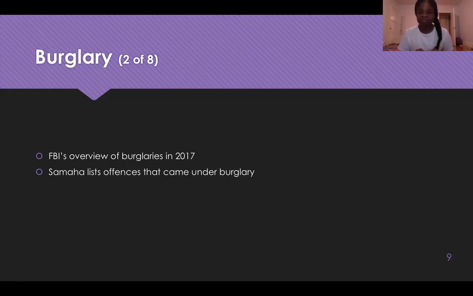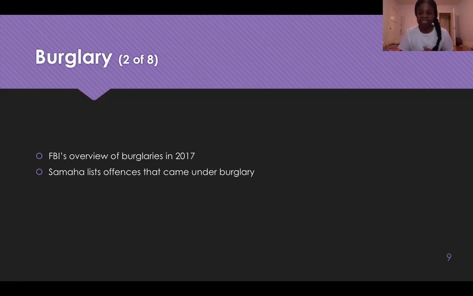Victims of burglary offenses suffered an estimated $3.4 billion in property losses in 2017. The average dollar loss per burglary offense was $2,416. Burglaries of residential properties accounted for 67.2% of all burglary offenses.